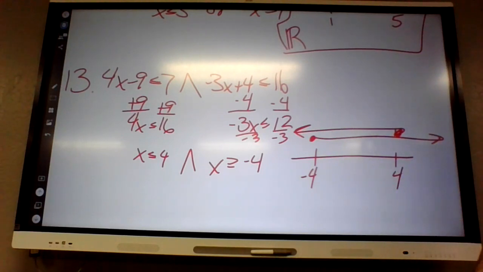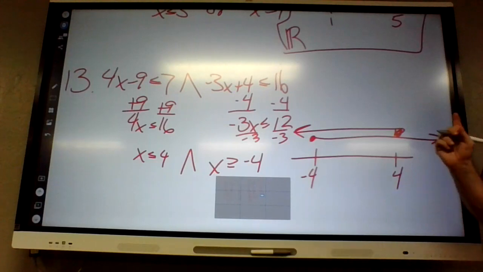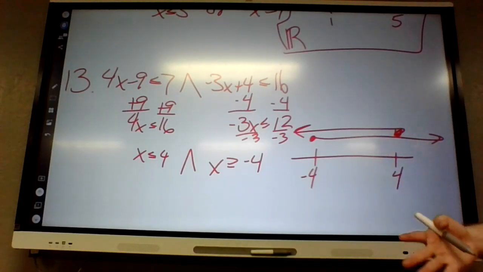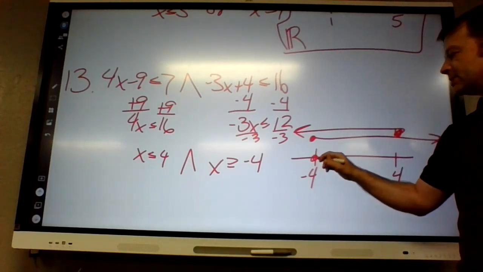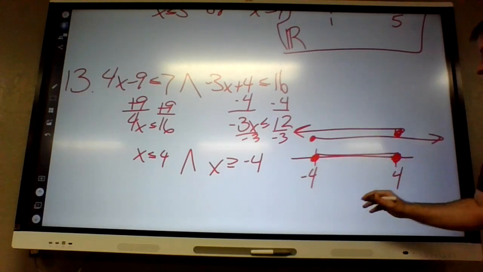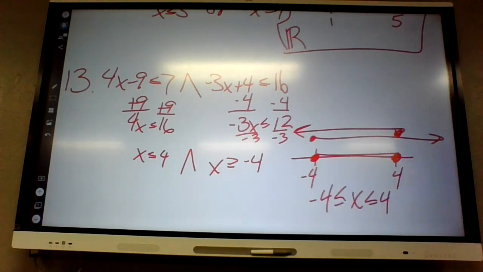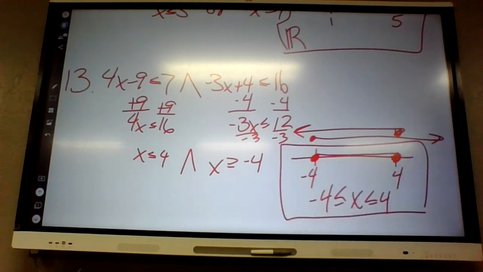What would that include? Everything between 4 and negative 4. Okay, what numbers are greater than negative 4 and less than or equal to 4? All the numbers between. So connect the dots. And the best way to write that is x is between negative 4 and 4. So these are the two answers.